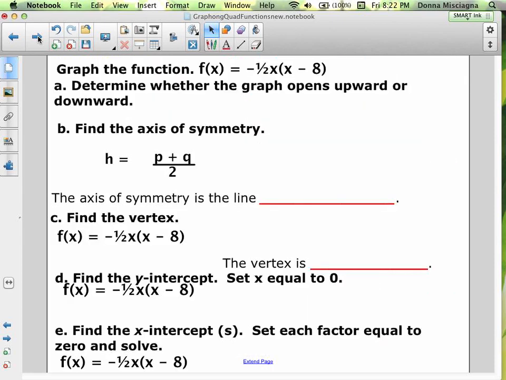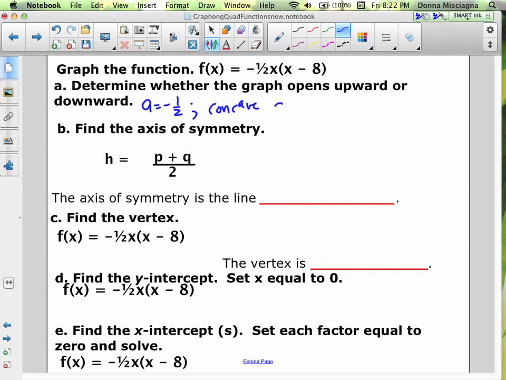All right, so this one is also concave down because our A is -1/2. There's no B or C when our equation is not in standard form, but there's always an A, and it's that coefficient. So A is -1/2, therefore the graph is concave down, because -1/2 is less than 0.